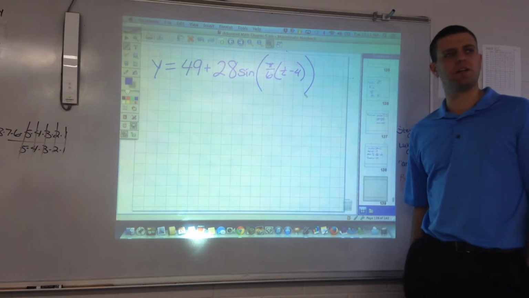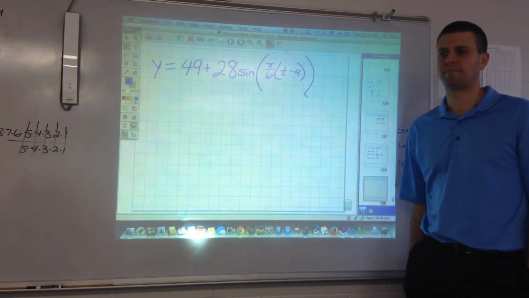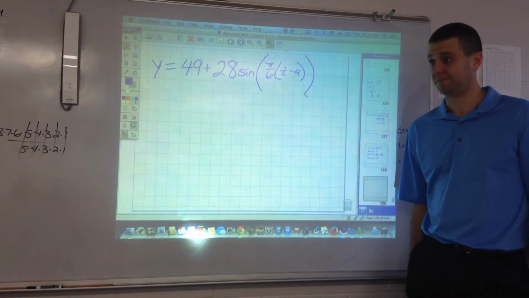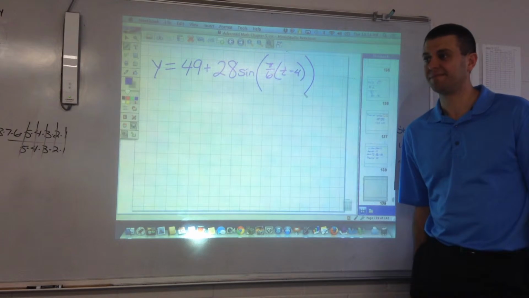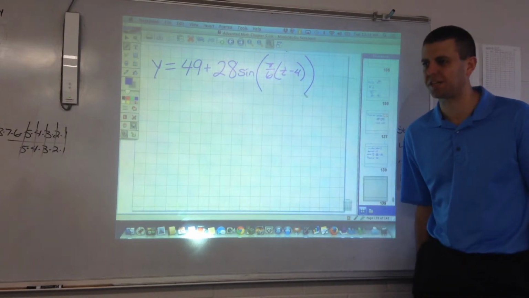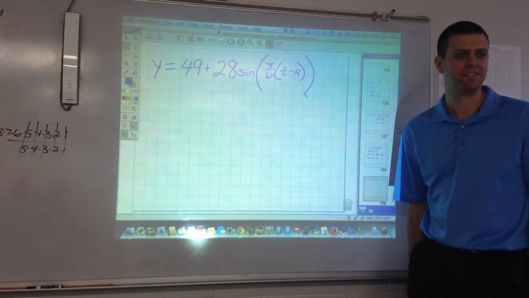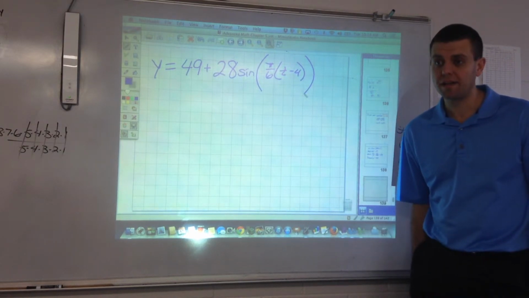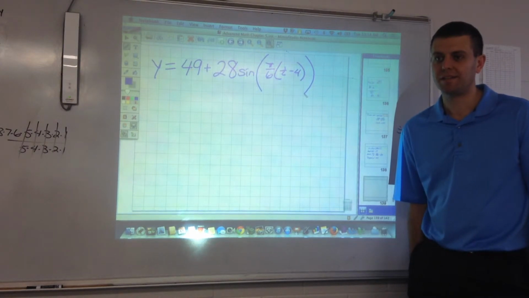How long is the period of this function? Don't do any math. Think. 2 pi over 6. Think. Don't do any math. What does this represent? 12 months. Why? Because that's how long one year is.